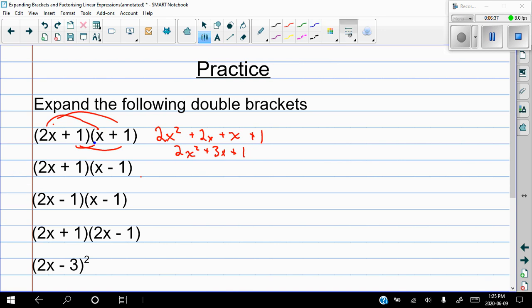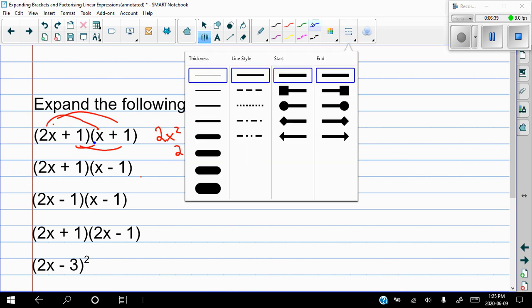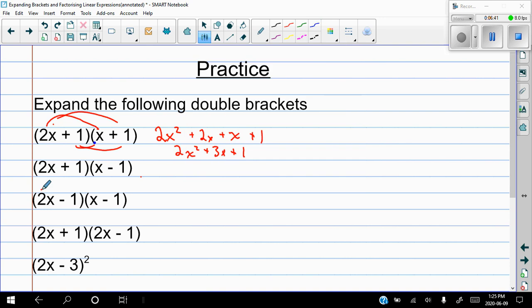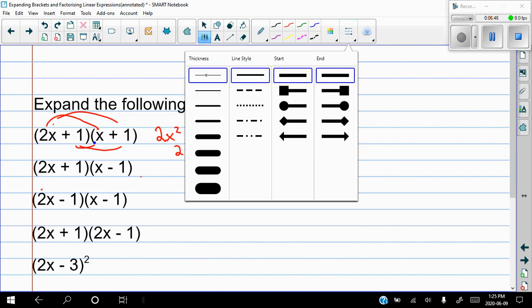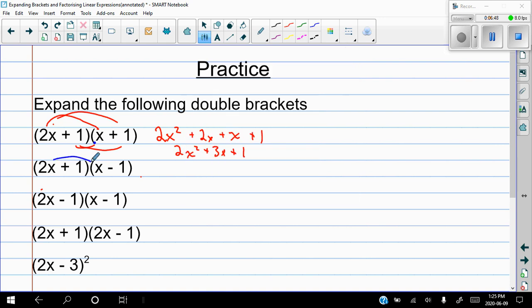Moving down to the next one, we have 2x times x is 2x squared. 2x times negative 1 is negative 2x. 1 times x is just simply x. And 1 times negative 1 is negative 1. We can simplify that down to 2x squared minus x minus 1.